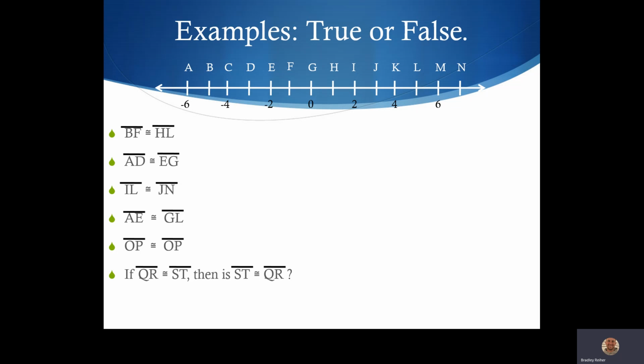Last one. If segment QR is congruent to segment ST, then is segment ST congruent to segment QR? Well, again, we don't know their lengths, so we can't really compare them. But aren't they the same segments? They are. So they are going to be congruent. You're comparing a segment with another segment and then saying that that other segment was congruent to that first one. So you have two different segments. They're congruent either way you write them. That's true. That's called the symmetric property. And again, we're going to use that a lot this year in class.